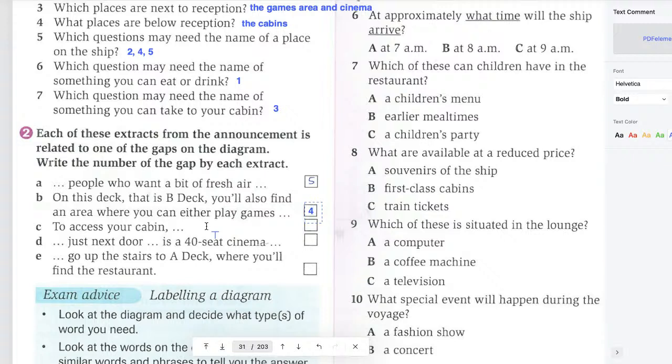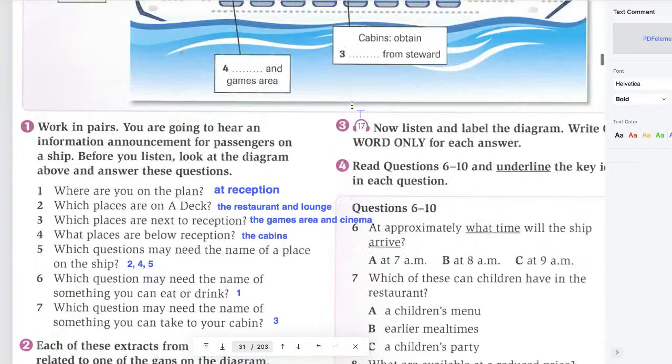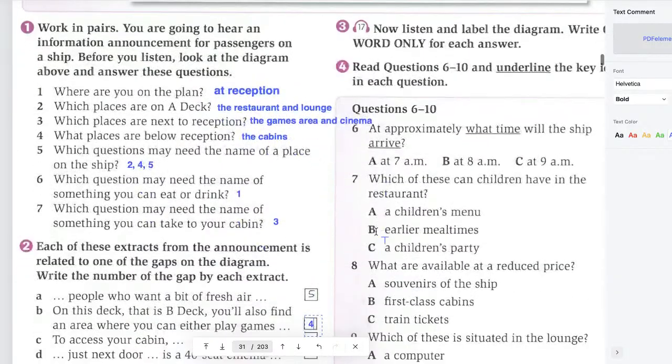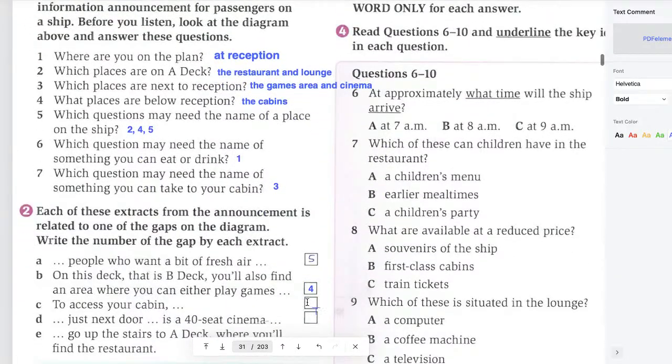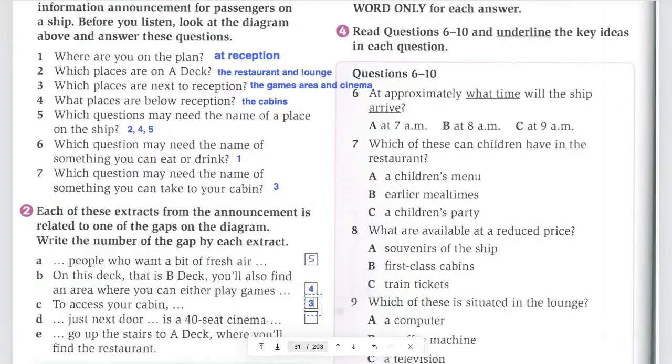Alright, C. Sóc. Duy Tân. Yeah, to access your cabin, and the answer is number 3, because from number 3 you see cabin, something there, right? Of course, in the real exam it's not that easy, but here we are practicing something.